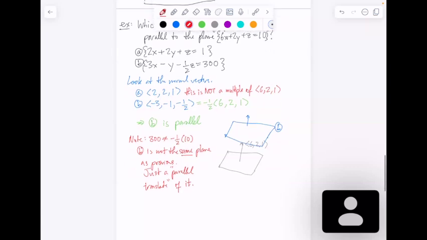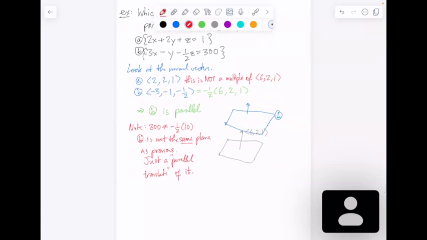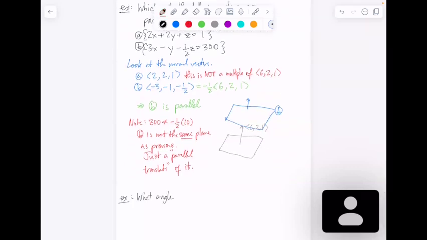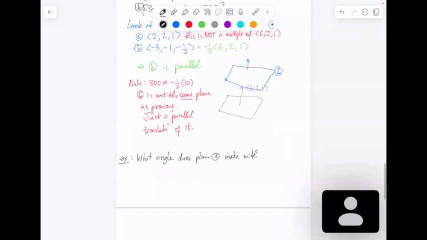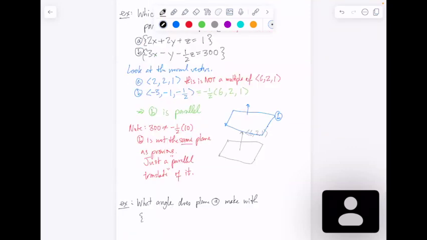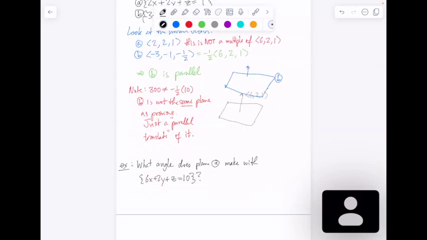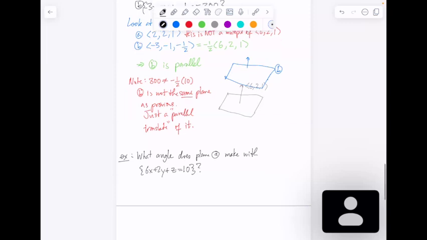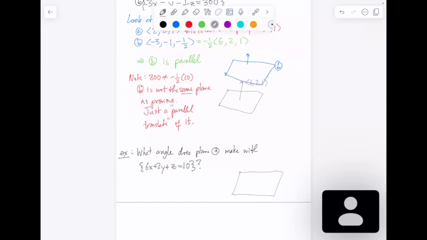So let's try and do a different variant of this, which is the following. What angle does the plane A make with our original plane, which was 6x plus 2y plus z is equal to 10? The strategy here is to find the angle between the normal vectors. The first observation is, if I'm in 3-dimensional space and I have these 2-dimensional objects, two planes, they're both 2-dimensional. They're either parallel, or if they're non-parallel, they must intersect somewhere.